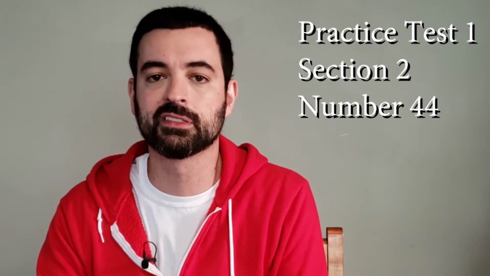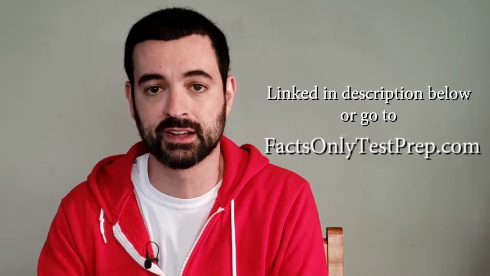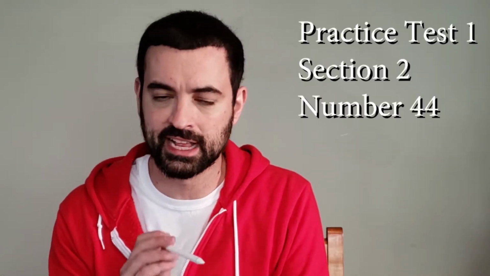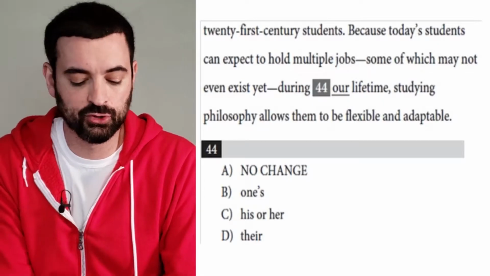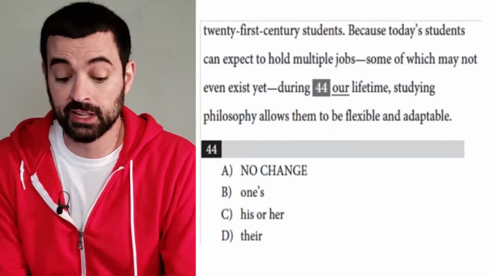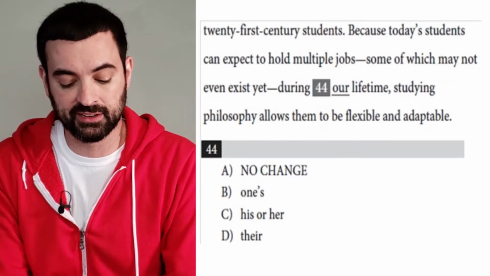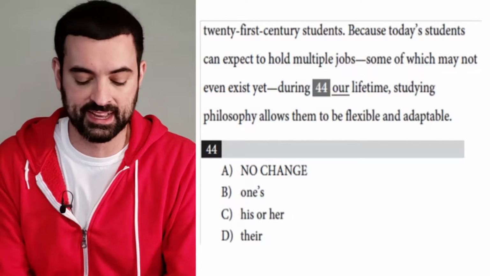You know what? I'd actually like to start with Test 1, Section 2, number 44, so have that one ready first. Pause the video, go to factsonlytestprep.com, click on the links to the tests. Like I said, Test 1, Section 2, number 44: because today's students can expect to hold multiple jobs, some of which may not even exist yet during our lifetime. Studying philosophy allows them to be flexible and adaptable.